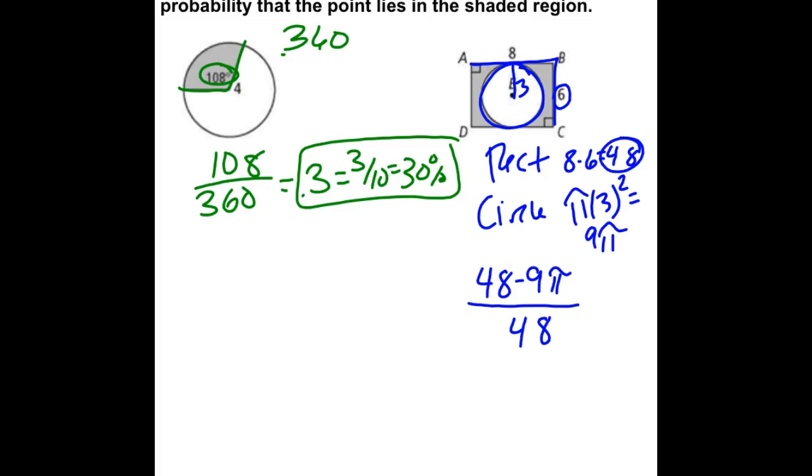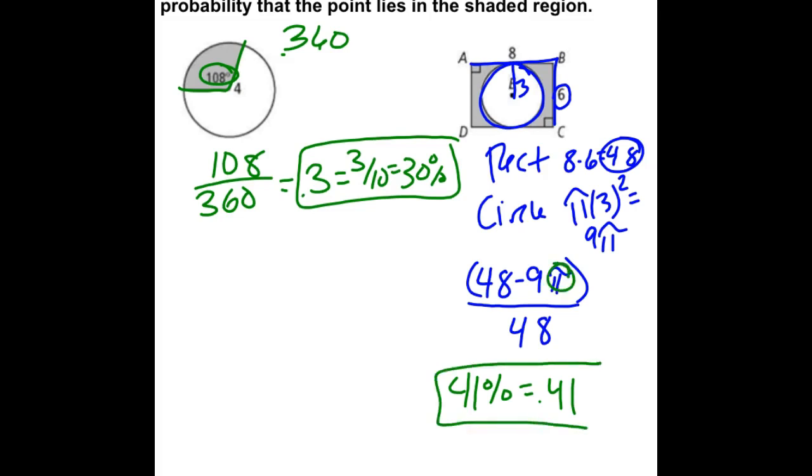And then you just want to go to your calculator. When you type this in, make sure you put 48 minus 9 pi in parentheses. Divide it by that 48, and we get something that's about 41%, or 0.41. If you really want it in a fraction, there isn't really a fraction equivalent to that because you have an irrational number, pi. So these would be the best ways to leave your answer.